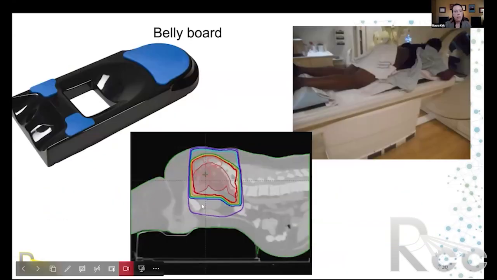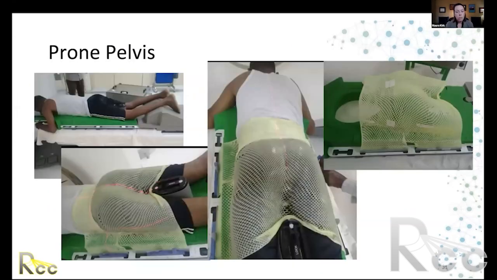Here's an example of the belly board. This is what the actual board looks like. Here's an image from a CT. You can see how the bowel is falling into this hole, which would be in the patient's stomach area. And here's a patient laying on the prone board. And this was another example we saw with additional immobilization on the prone belly board. So the patient lies down, there's generally support for their ankle, and this looks almost like a mask was formed around the patient to make sure the patient is positioned correctly on the board.